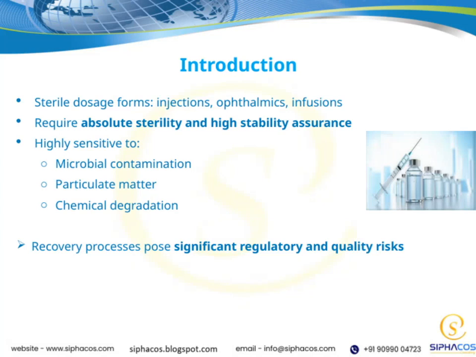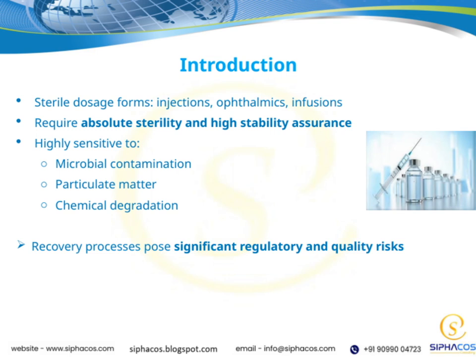Welcome to the introduction. Today, we'll be focusing on sterile dosage forms, such as injections, ophthalmics, and infusions. These types of products require absolute sterility and a high level of stability to ensure safety and efficacy. Because they are so sensitive, they are highly vulnerable to microbial contamination, which can pose serious health risks.